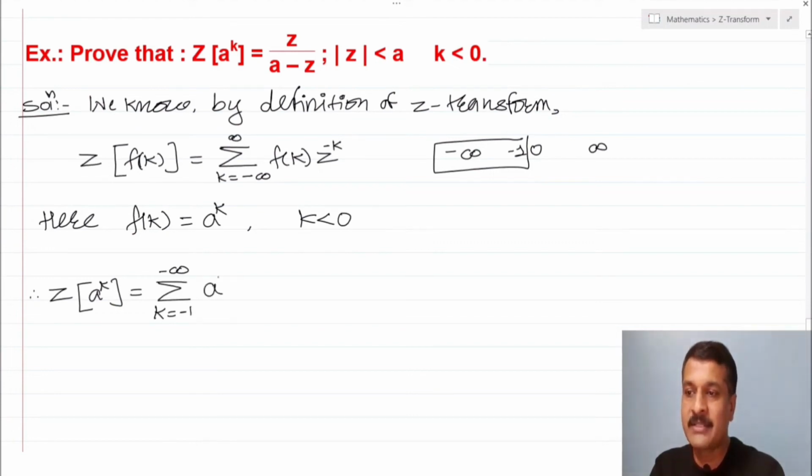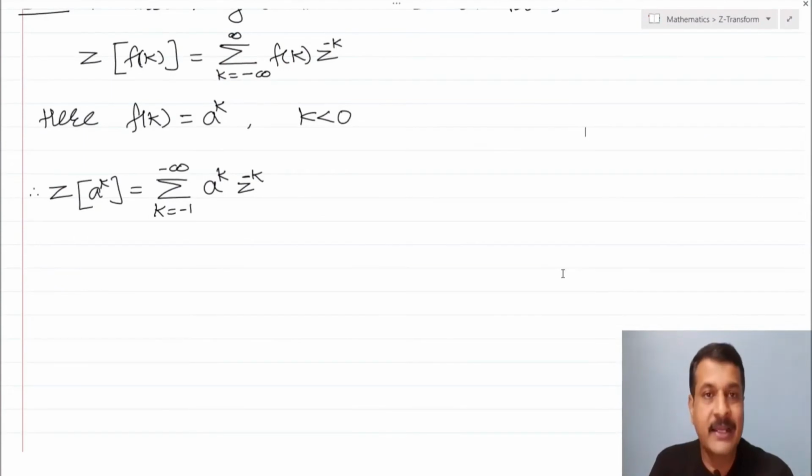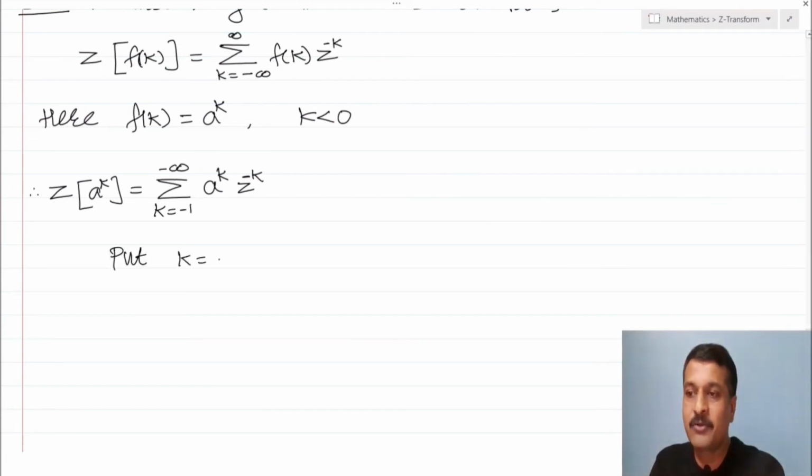F of k means a raised to k and z raised to minus k. Again, I want to use the same formula for the summation from 1 to infinity or 0 to infinity. But here k equals minus 1 to minus infinity, so make it positive. How? Put k equal to minus m. So what is a raised to minus k? It is equal to a raised to plus m.